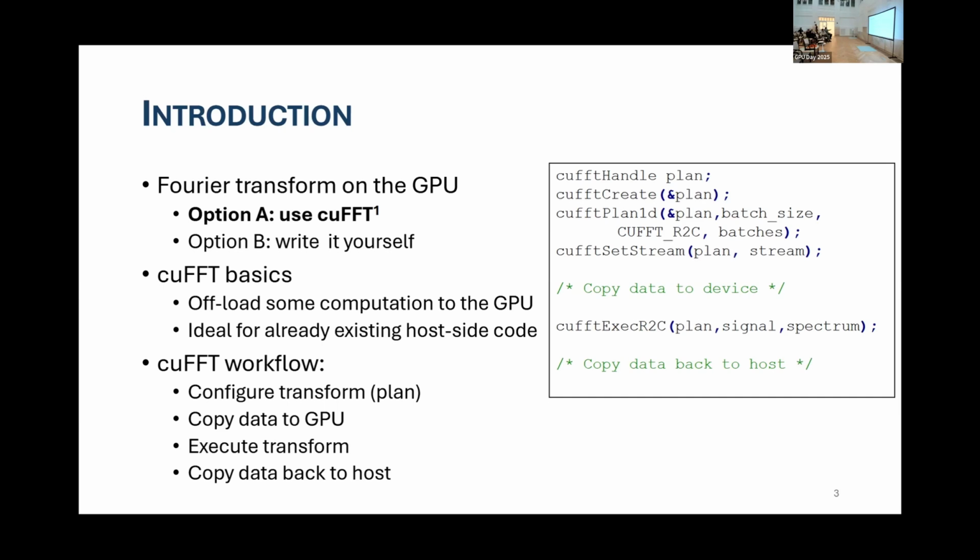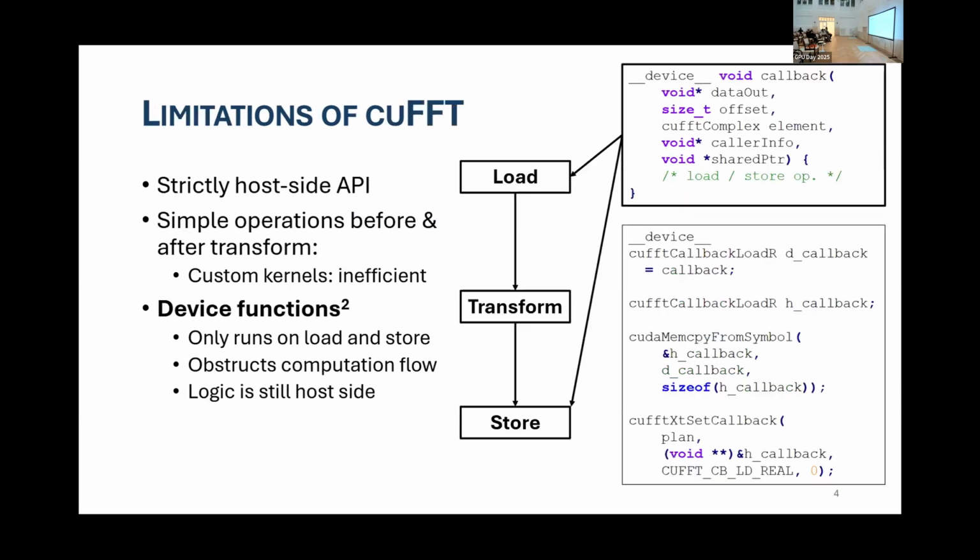It is basically created to transform host-side computation algorithms to GPU codes. The first thing is that you create a plan, which is a description of a Fourier transform, copy the data to GPU DRAM, so global memory, execute the transform, and after the transform, put your memory back to the global memory, and then copy the data back to the host, which is, well, there are some problems with that.